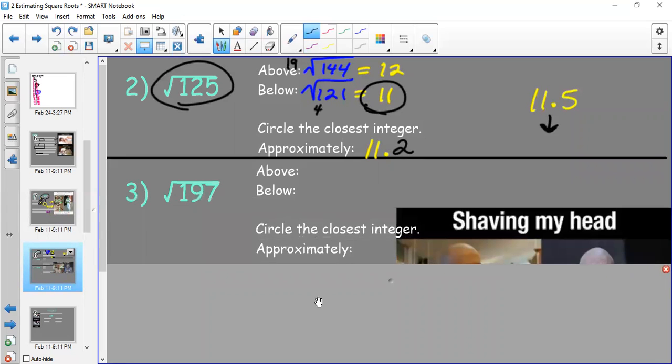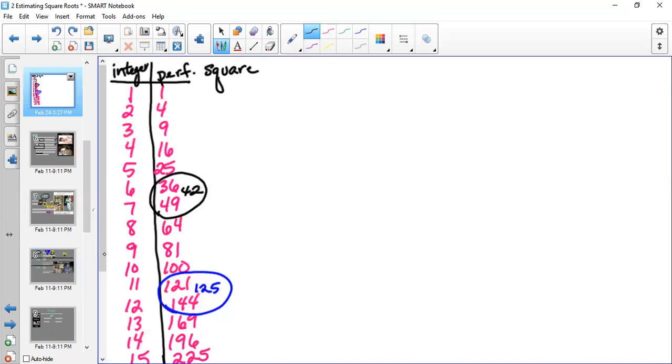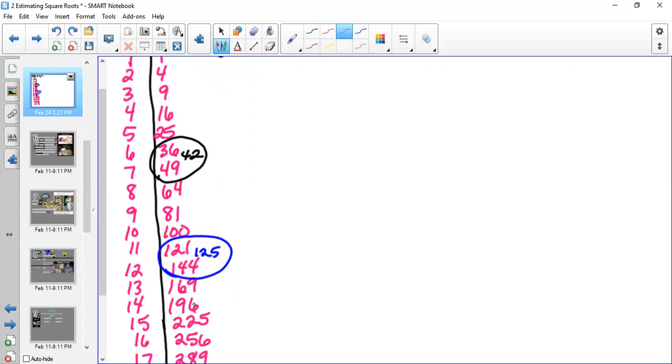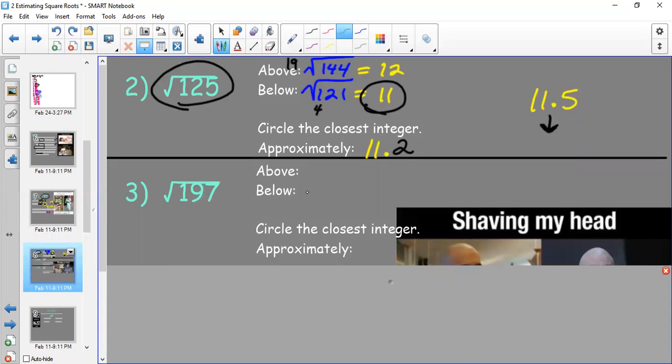All right, so let's try another one here. 197, I'm going to go to my list. 197 falls right here. It's close to 196, but just a little bit above. So the one just below would be the square root of 196, and just above is 225. If I square root them, it is between the numbers 14 and 15. So it's got to be 14 point something.